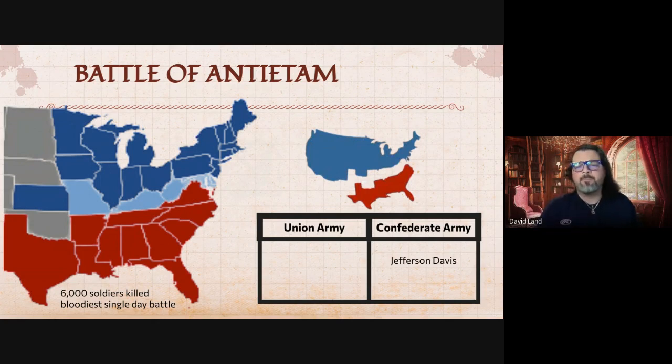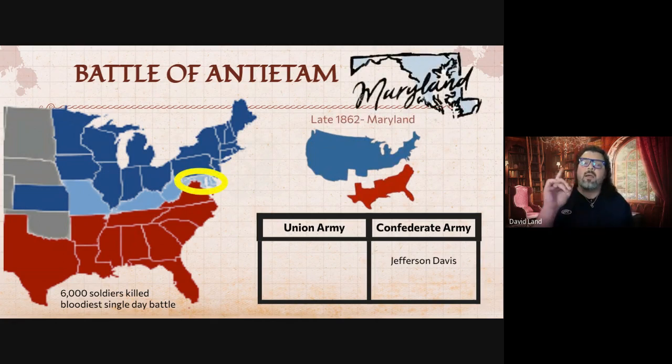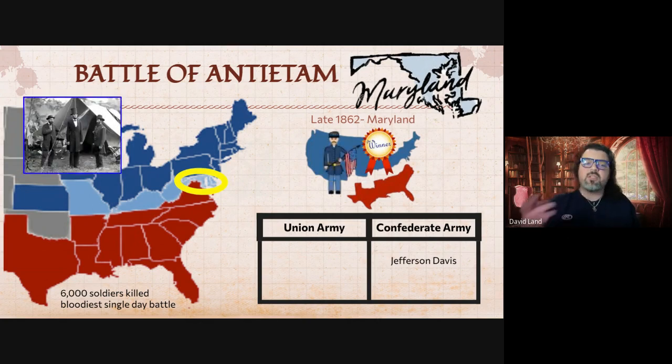Why this battle? The Battle of Antietam was the single bloodiest day in the war. Over 6,000, 7,000 soldiers total killed in one day. Now, Antietam is in Maryland. That's kind of a southern colony right there. Maryland, yeah? See that on the map? Now, we're going to fill in our table here. Now, the winner of the Antietam battle will be the Union North. So let's look at that a little bit.